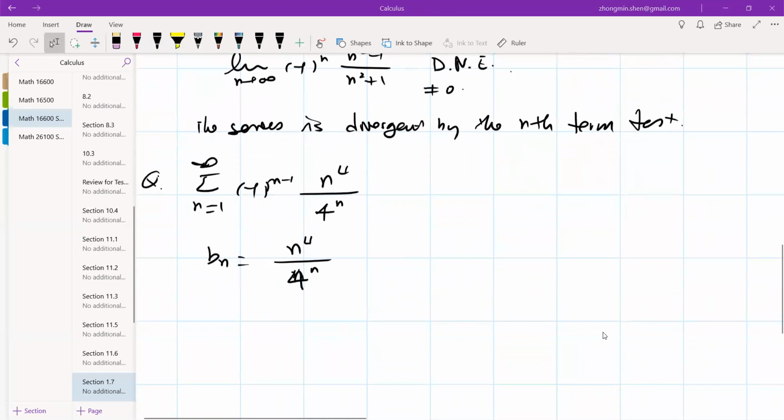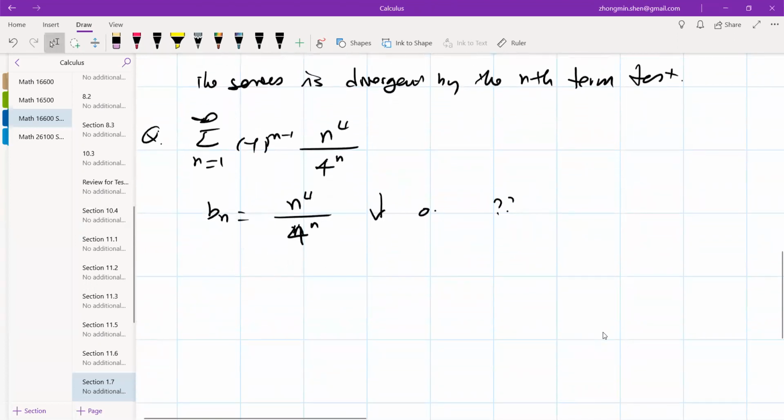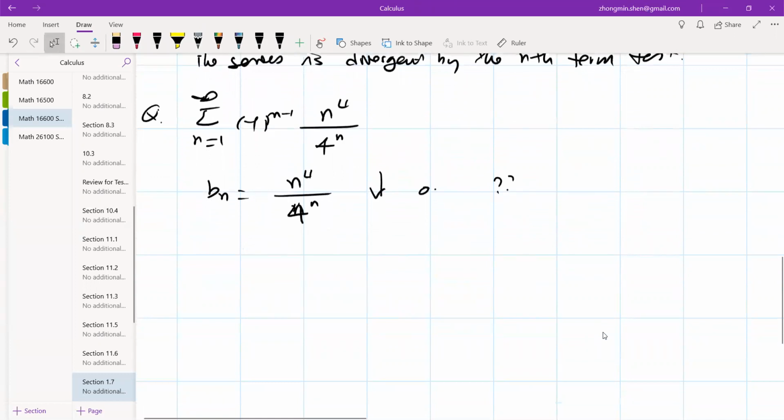I think Bn is decreasing because the denominator is an exponential function and the numerator is just a polynomial. So I strongly believe that this is going to be decreasing and decreasing to 0. But you have to prove that before you apply the alternating series test. So you have to prove its limit, and where it's decreasing. To see where it's decreasing, you have to look at the function x to the 4th over 4 to the x power.